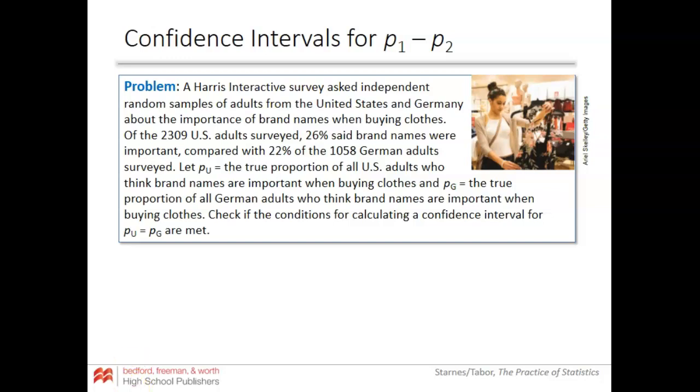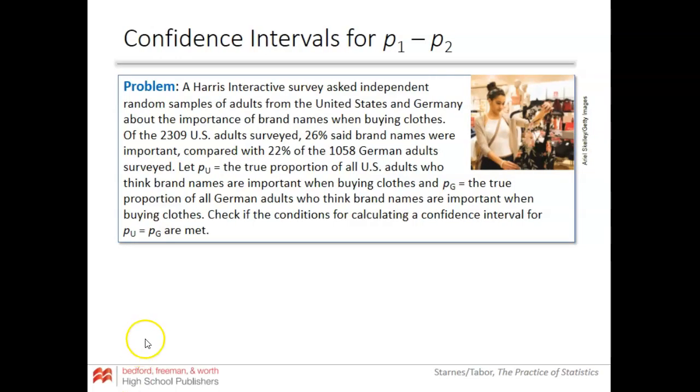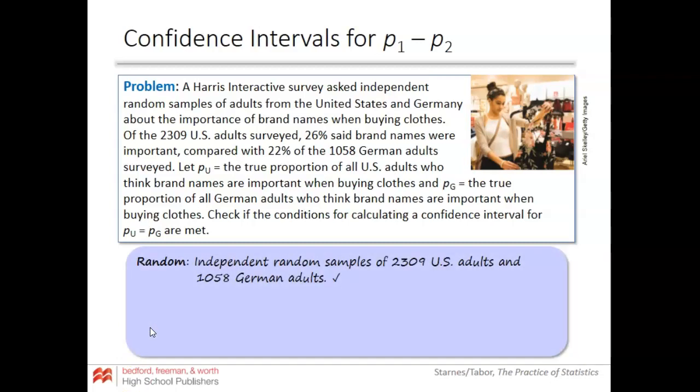So here we want to see if these brand names are looked at differently in these two populations, US adults versus German adults. First of all, let's check to make sure that the conditions are met. The first condition is we need random samples of both US adults and Germans, which we have. They don't need to be the same sample size, and notice they're not here. And since we sampled, obviously 2000 is less than 10% of all US adults, and same thing for Germans.